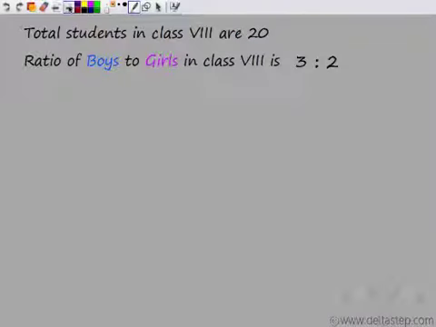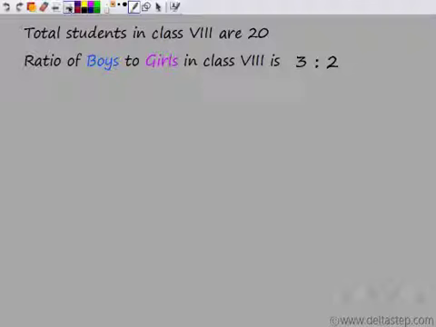Now let's look at this. How do we come back? If you're given the ratio in the lowest terms, how do you actually find the number of boys and the number of girls in a class? Let's say there are 20 students, what we've just seen, and we've seen that the ratio of boys to girls in class 8 is 3:2. Now how do I actually find the number of boys or the number of girls in the class?